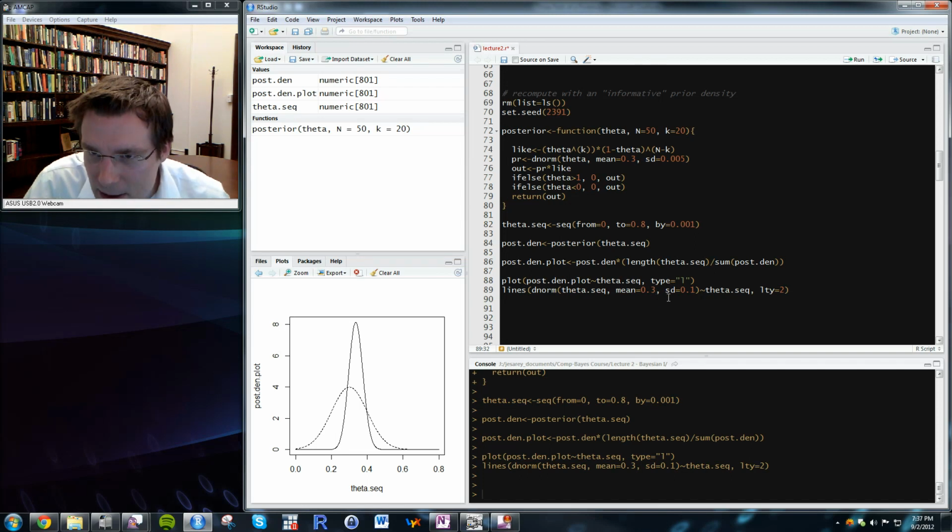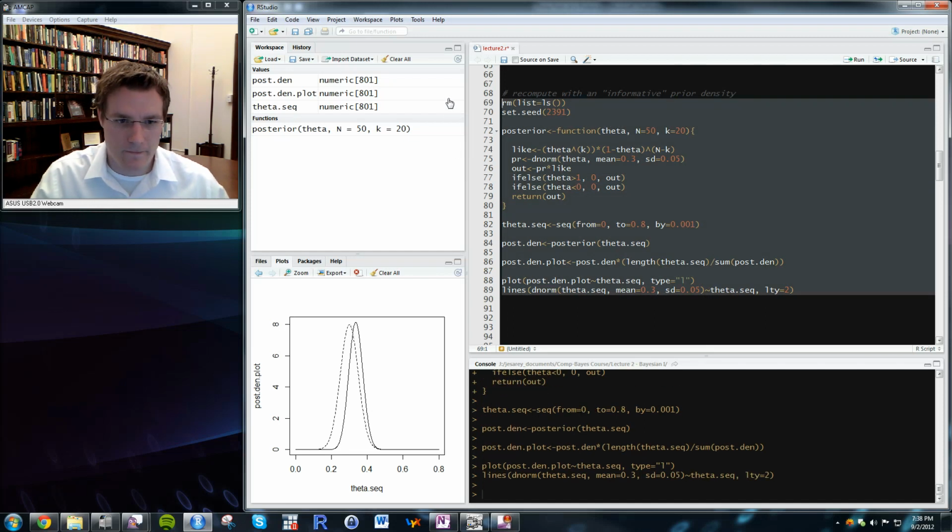oh, actually, I need to change this as well. So hold on, let me go back. 0.05. Here we go. Right. So I've made the prior tighter around 0.3, and my posterior is reflecting that increased prior certainty by becoming spikier, sort of more concentrated, and also shifting closer to 0.3.